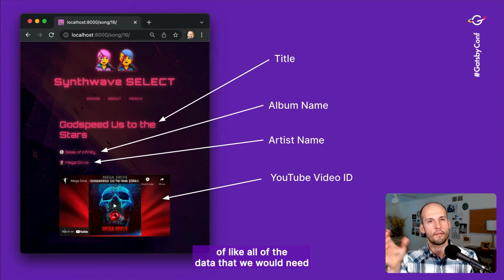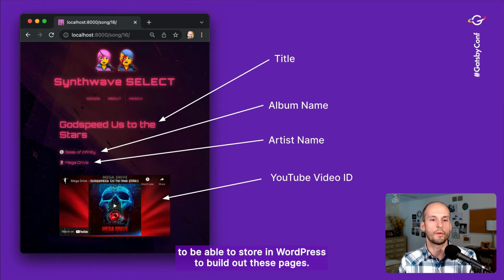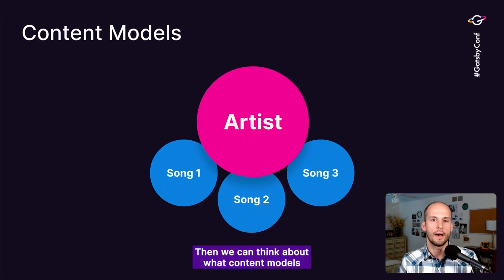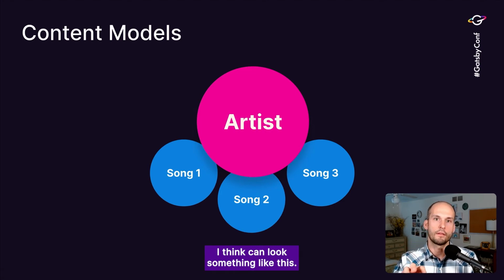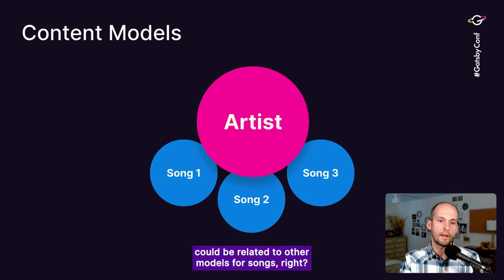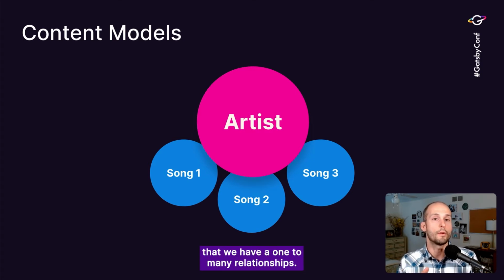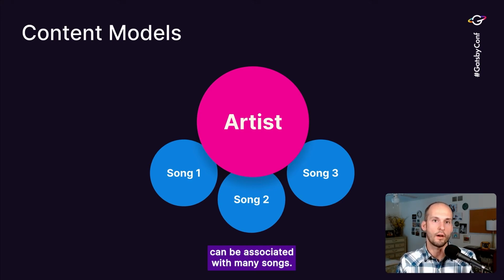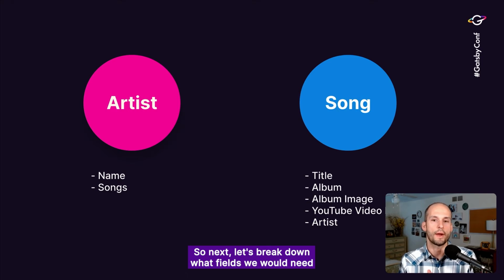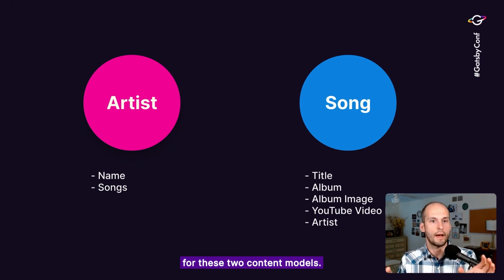All right, so now that we have some idea of all of the data that we would need to be able to store in WordPress to build out these pages, then we can think about what content models we would need to register in Atlas Content Modeler. And I'll walk you through exactly how to do that next. So our content models, I think, can look something like this. So we would have one model called an artist, and then that artist could be related to other models for songs, right? And you can see here that we have a one-to-many relationship where one artist can be associated with many songs.